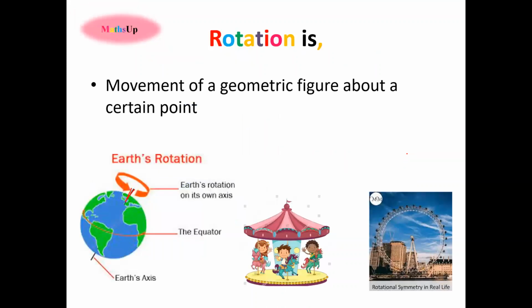If you look around, you can see many rotations. Rotation is a movement of a geometric figure about a certain point. Earth is also rotating around its own axis. And if you take a merry-go-round, this is the center of rotation of a merry-go-round. Like that, if you look around, there are many rotations you can see.